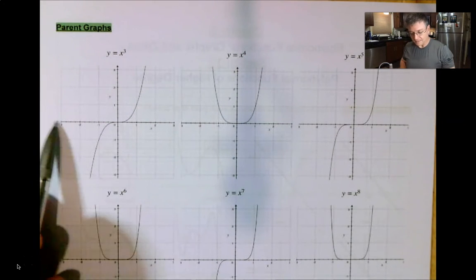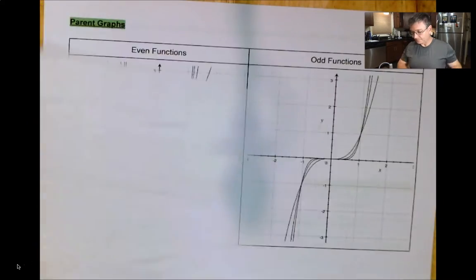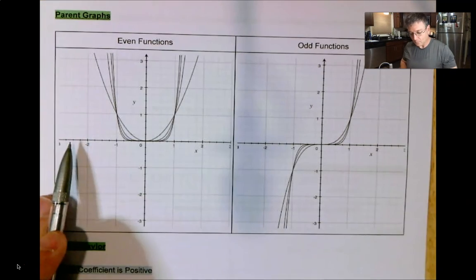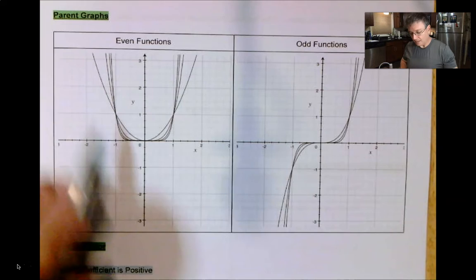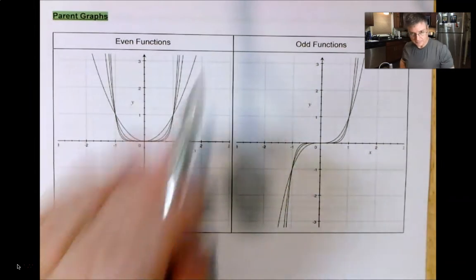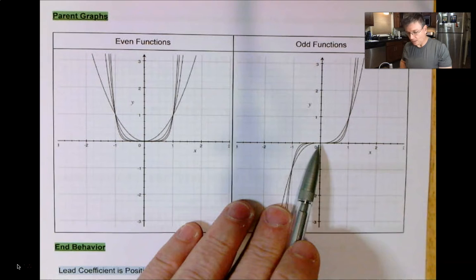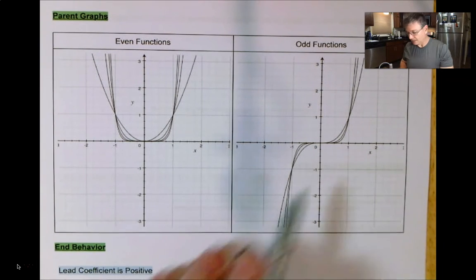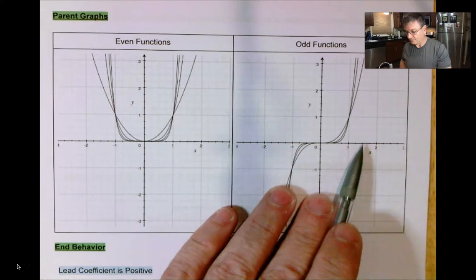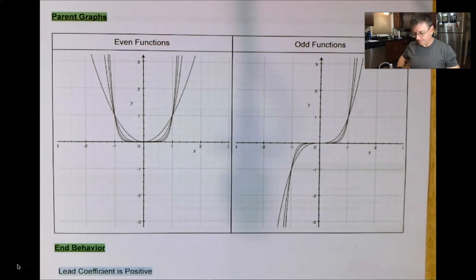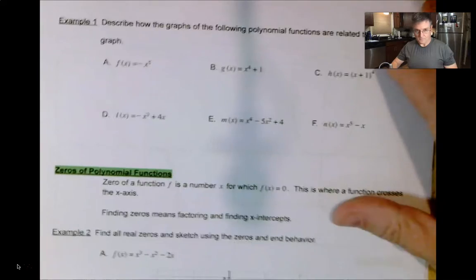Or as x goes to negative infinity, for the even functions, y goes to positive infinity. As x goes to positive infinity, y goes to positive infinity. For odd functions, as x goes to negative infinity, y goes to negative infinity. As x goes to positive infinity, y goes to positive infinity. And that's spelled out here. And we can get into example 1.